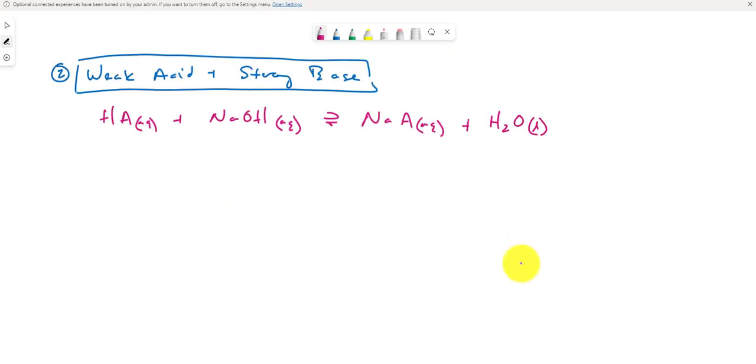So let's look at a second case now, getting a little bit more complicated, where we have a weak acid and a strong base.